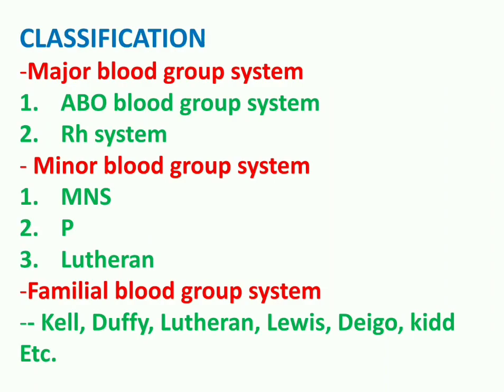Now, classification of blood group. There are almost 35 blood group systems known. These can be divided into major blood group system, minor blood group system, and familiar blood group system. In major blood group system, we talk about the ABO blood group system and the Rh system. For minor blood group system, we have MNS, P, and Lutheran blood group system. And for familiar blood group system, we study Kell, Duffy, Lutheran, Lewis, Kidd, etc.